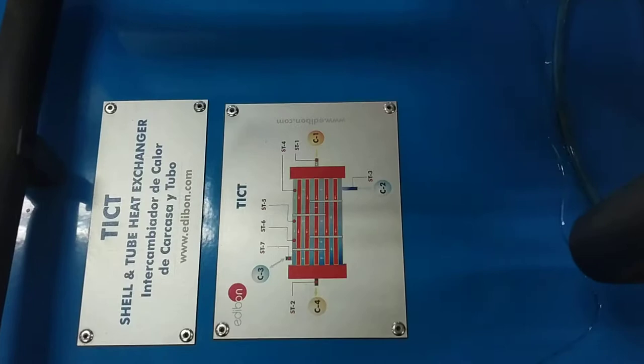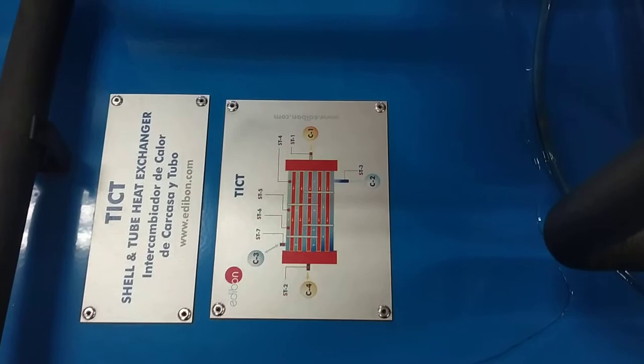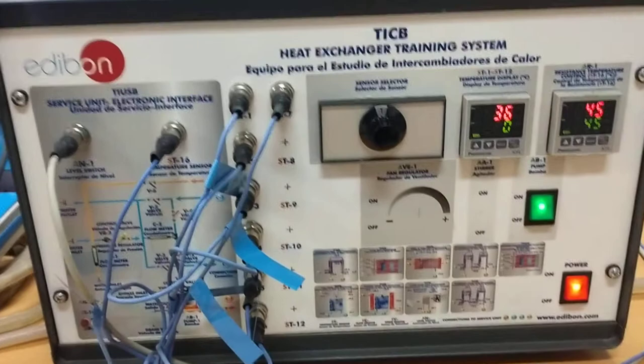You can note the model from here, and you can search the picture of this equipment on the internet from the Edibon website. Coming to the control unit, I can see this is 36, and this temperature is still very low, so I'll have to wait.